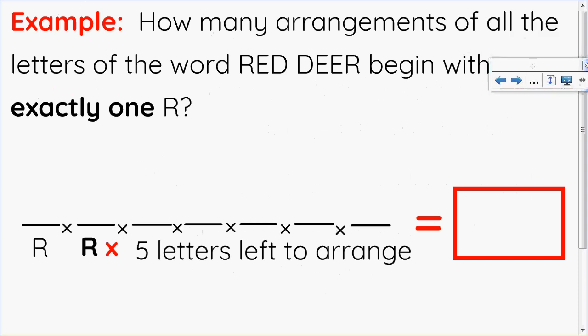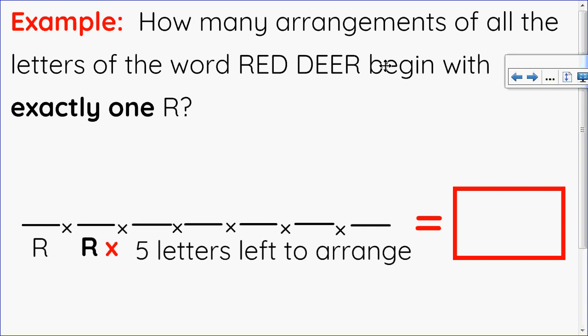So in this example here, I want to know how many arrangements of the letters in the word red deer begin with exactly 1 R. So you can see I have it set up R and then not R for it to begin with exactly 1 R, and then anything that follows after.